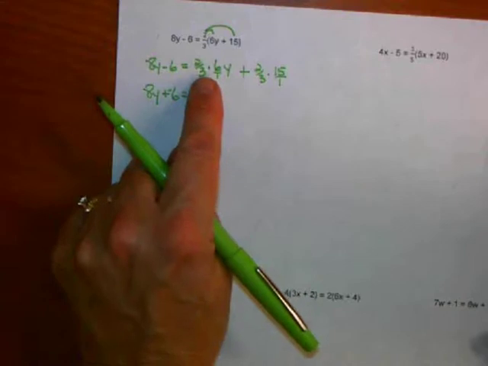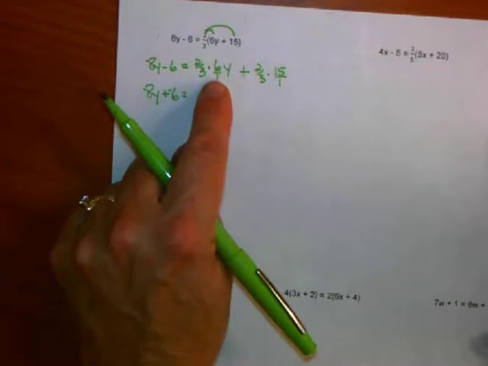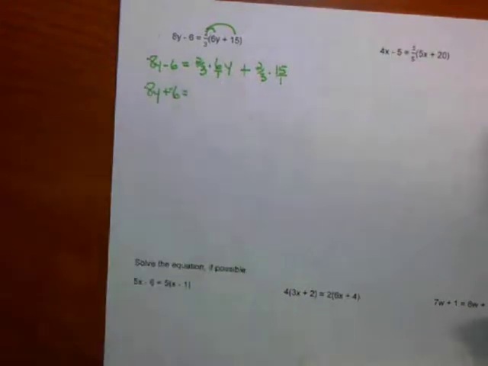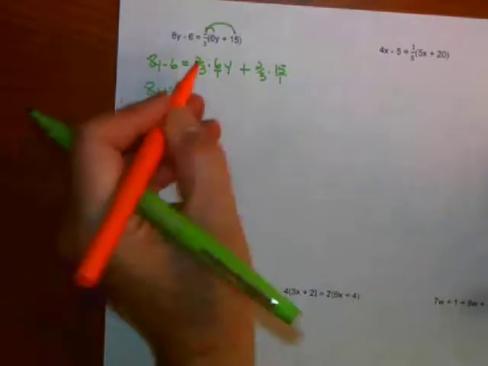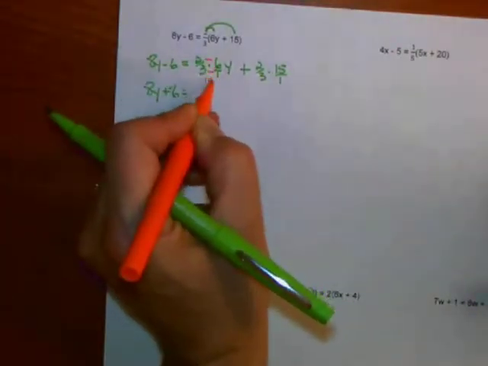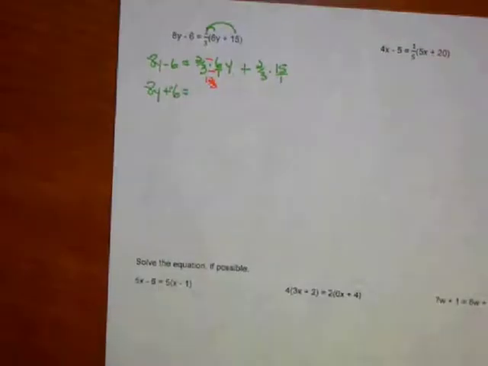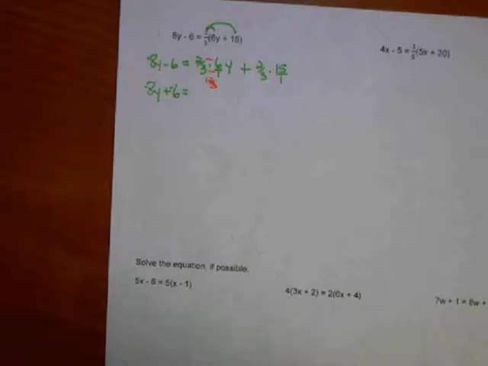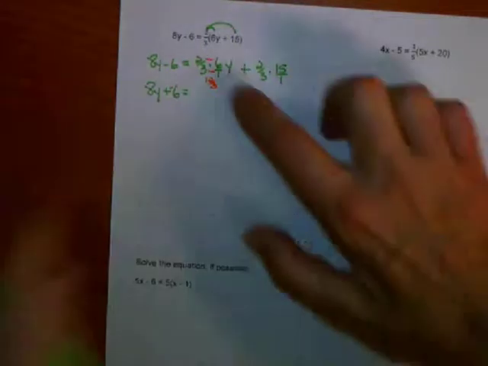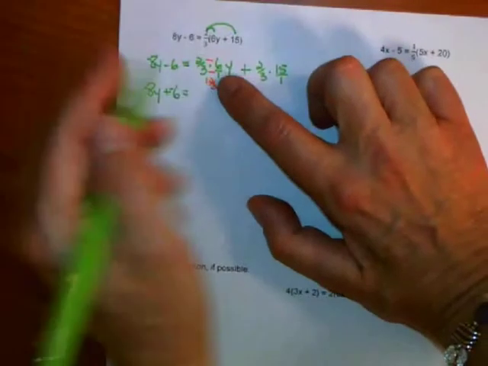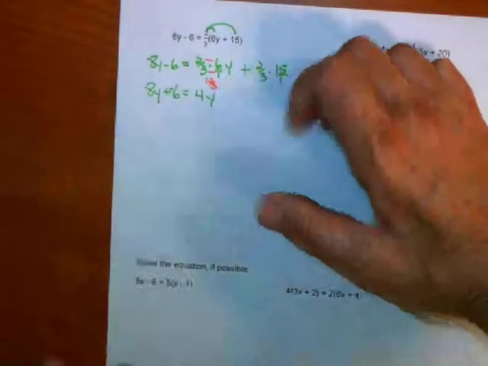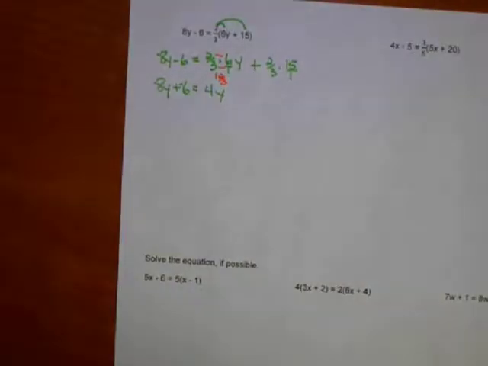So here I have 2/3 times 6 over 1. How do I multiply fractions? Straight across. Which means I have 12 over 3, correct? What is 12 over 3? Simplified, 4. So this whole thing next to the y becomes 4y.